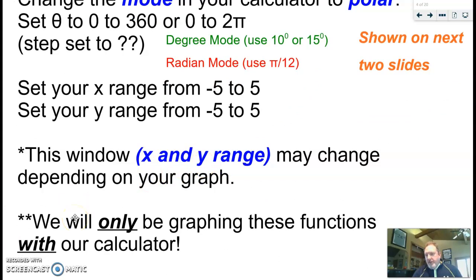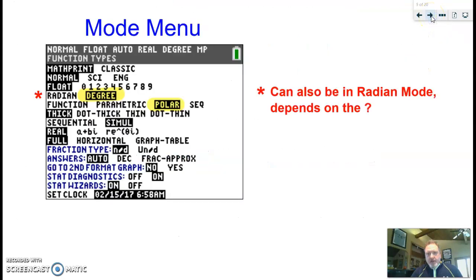So we will only graph these functions with our calculator. And if we have to do them by hand, we just take our values from the table. So again, all the calculating will be done for us on our graphing calculator. So again, if you turn your calculator on, and again, hit pause anytime we need to. Turn your calculator on, hit the mode menu. This is what I'm talking about right here. We need to switch this to either degree or radian. I just left it in degree for right now, but you want to go to polar. So we want to be in polar mode instead of function or parametric. Depending on the question, you can be in radian or degree. I just left it in degree for right now.